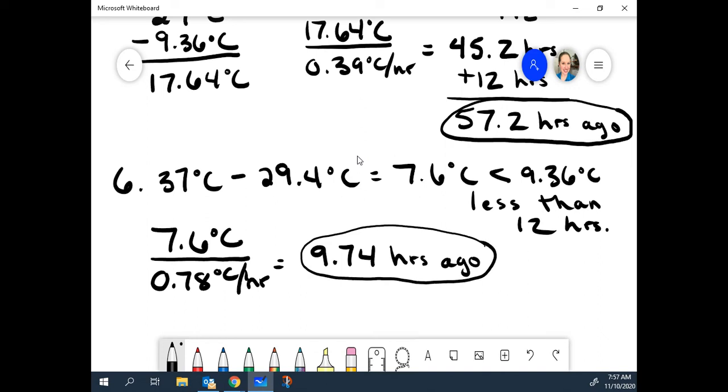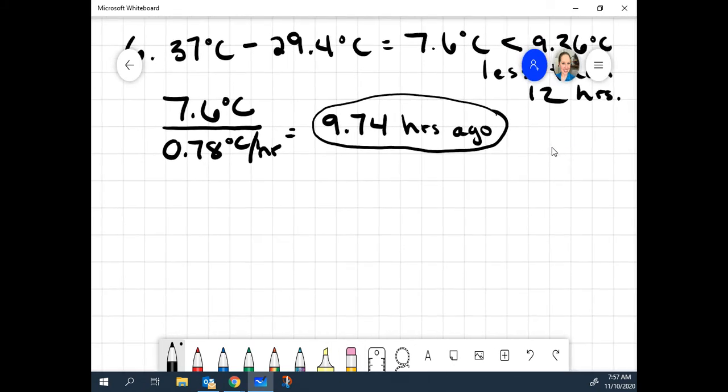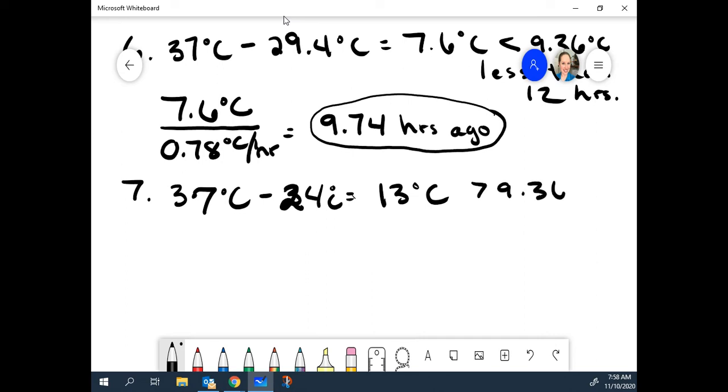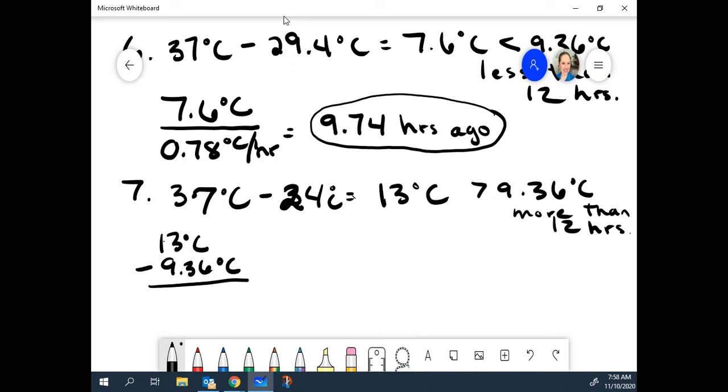All right, so if we're flipping it over, now we're on the last one that requires math. We're on number 7. And the body in number 7 was found at 24 degrees. So we're going to take our 37 degrees Celsius minus 24. Sorry, getting ahead of myself here. And we get 13 degrees Celsius was lost. That's greater than 9.36. So we have to do the more than 12 hours example. So what is the step I need to remember? Yep, I have to subtract the temperature lost in the first 12 hours, which is 9.36 degrees Celsius. So minus 9.36, we get 4.68 degrees Celsius was lost after the first 12 hours.